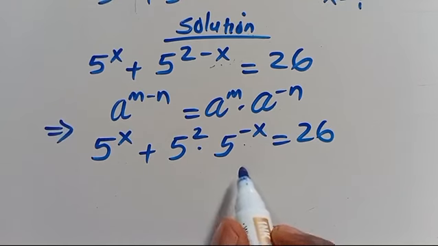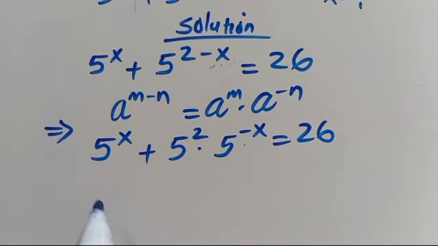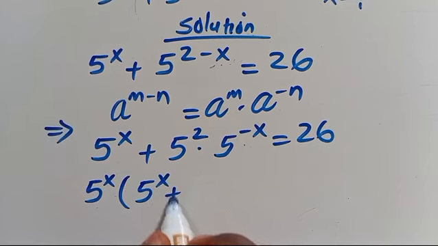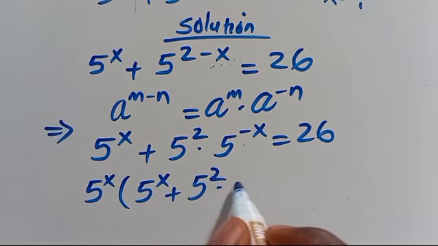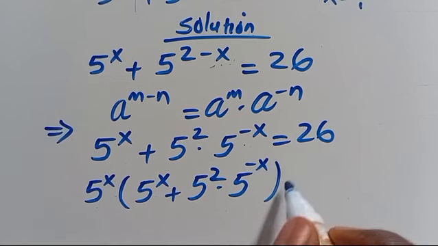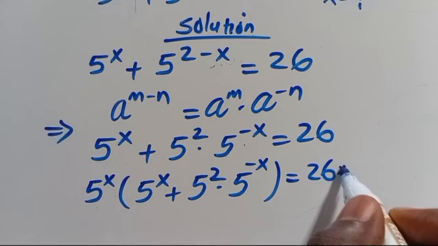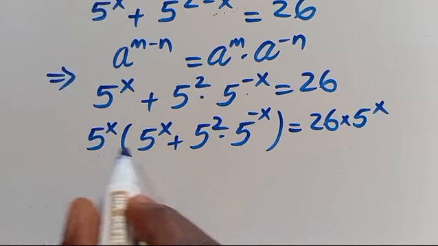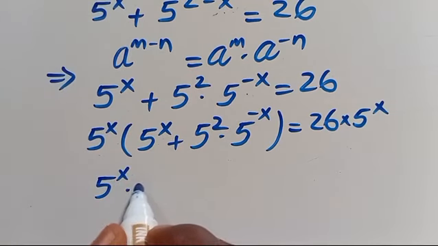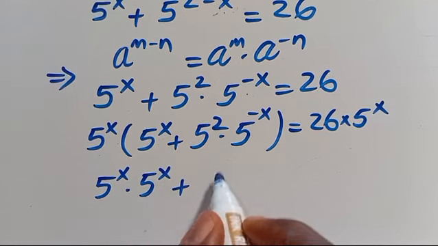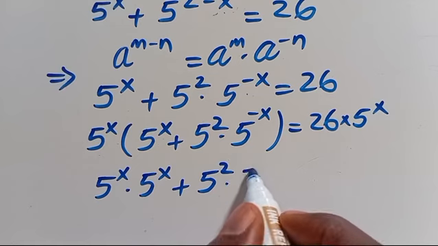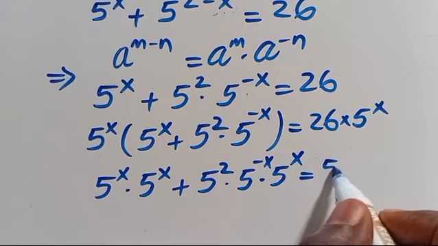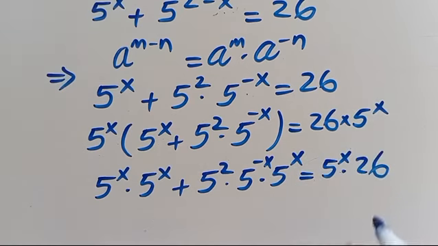So we want to eliminate this. Let's multiply through by 5 to the power of x: 5 to the power of x into 5 to the power of x plus 5 to the power of 2 times 5 to the power of minus x equals 26 times 5 to the power of x. From here we have 5 to the power of x times 5 to the power of x, plus 5 to the power of 2 times 5 to the power of minus x times 5 to the power of x, equals 5 to the power of x times 26.